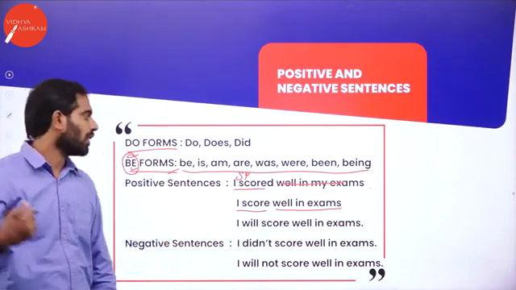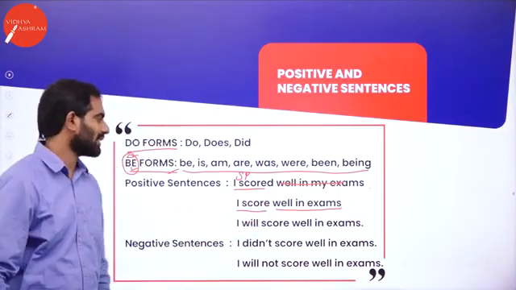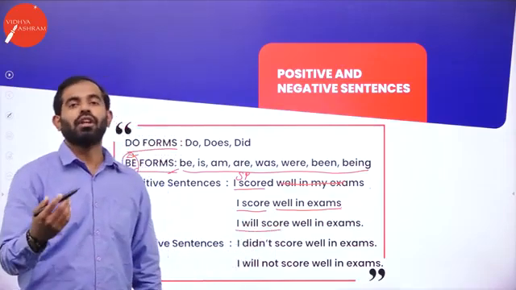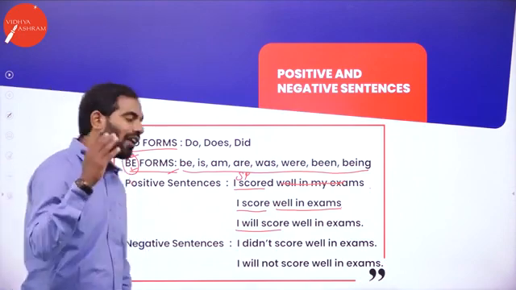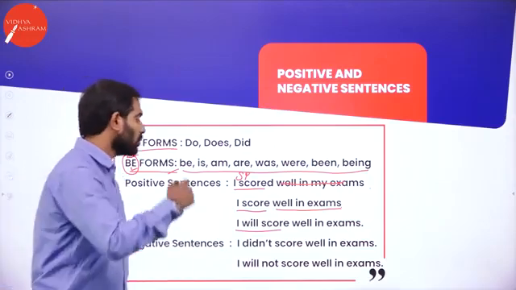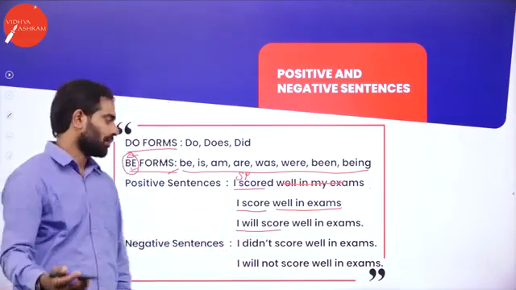I have already scored. I score well in exams. I still do. I am still scoring well in exams. I will score well in exams. It will indicate that though you cannot score well in exams now, you have the capability of learning, you have the capability of understanding, you have the capability of scoring. So you are assuring somebody that you are going to score well in upcoming exams.